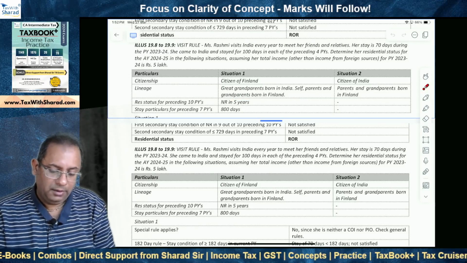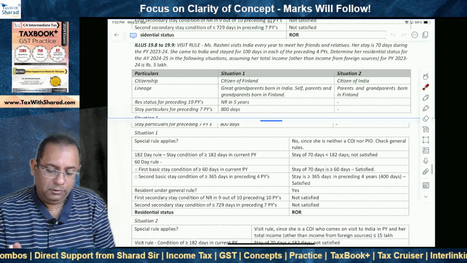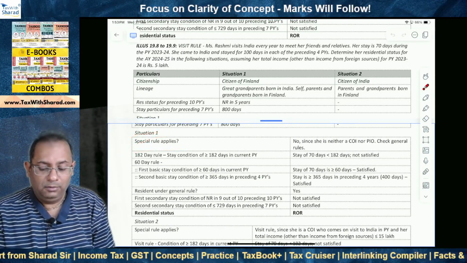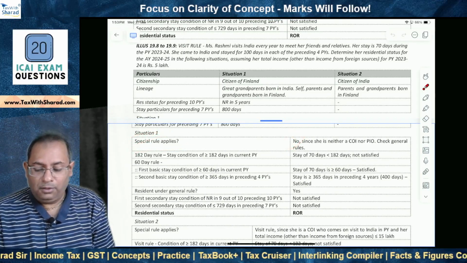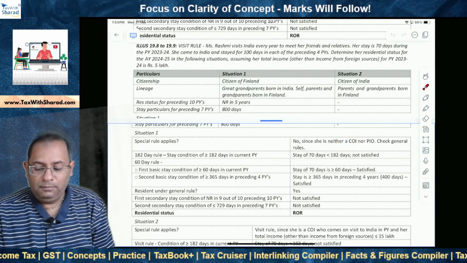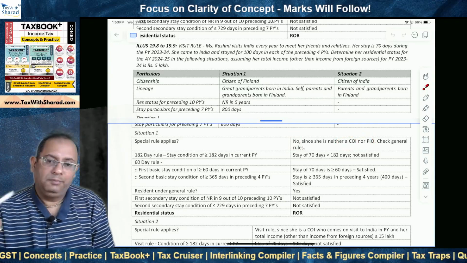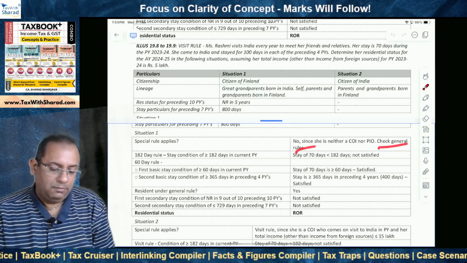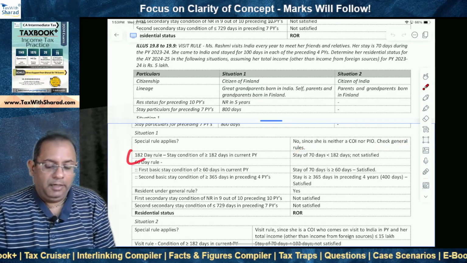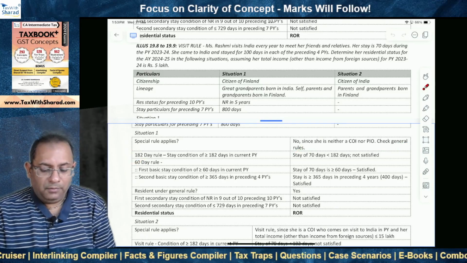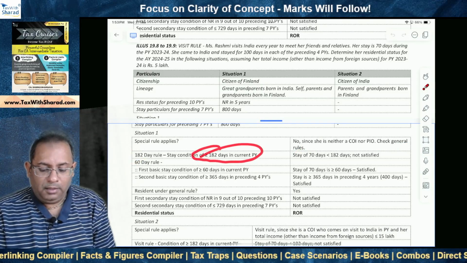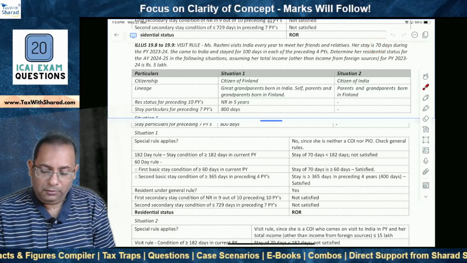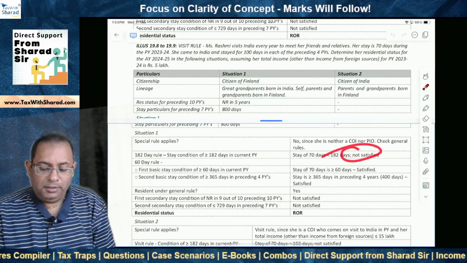Okay. So now we look at the situation. A special rule. First step is to find out if a special rule applies. No, it doesn't apply, because she is neither a citizen of India nor a PIO. So therefore, none of the special rules apply. It's as simple as that. So what we do? We check the general rules. First, we check the 182-day rule. Stay condition, 182 days or more in the current previous year. Stay is 70 days, which is given in the question. So this is not satisfied.